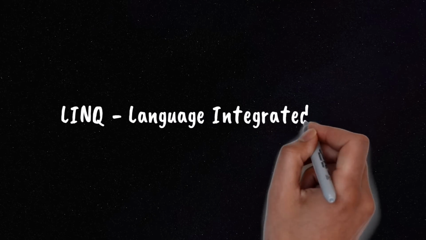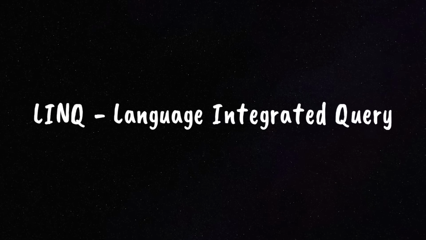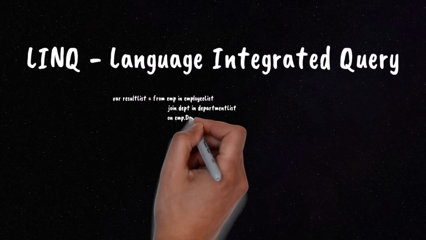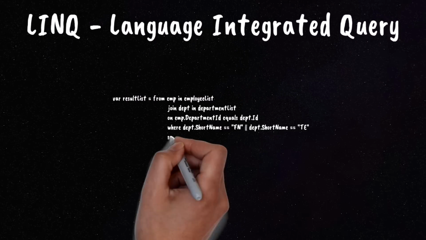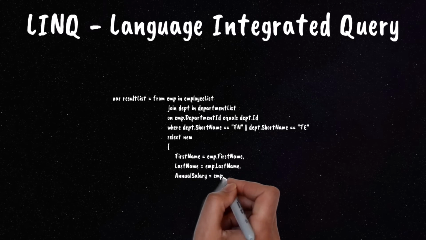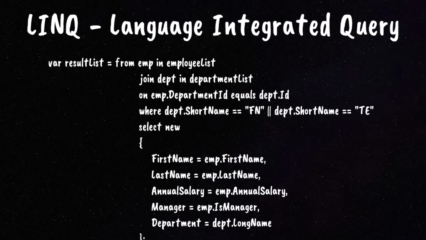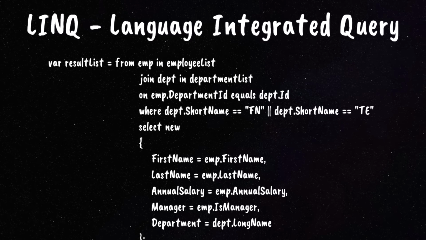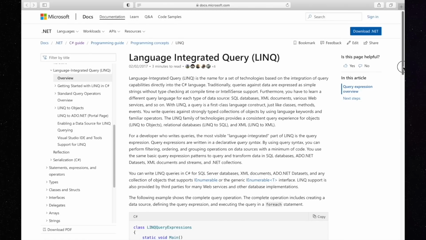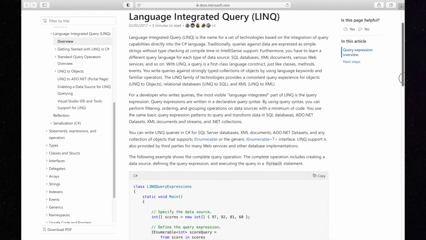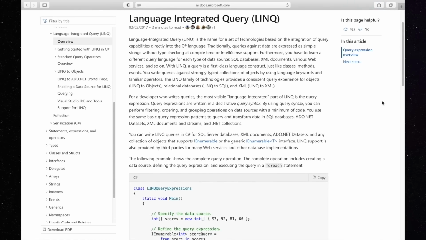LINQ is defined in the Microsoft Docs as the name for a set of technologies based on the integration of query capabilities directly into the C# language. LINQ was originally released as a major part of .NET Framework 3.5 in 2007. Here is a paragraph from the Microsoft Docs which provides an excellent overview of what LINQ is.